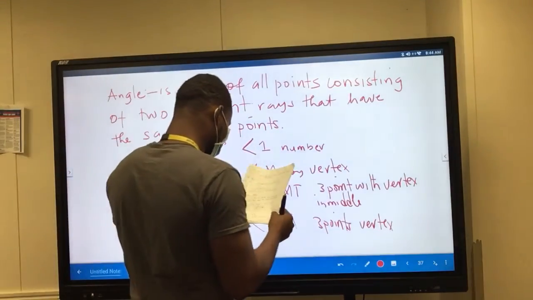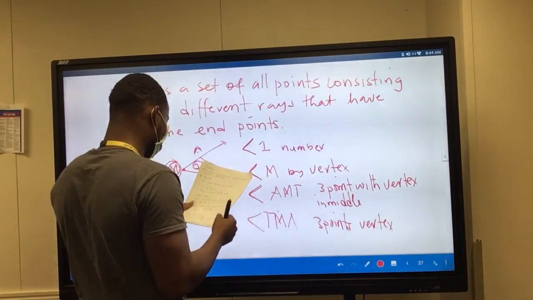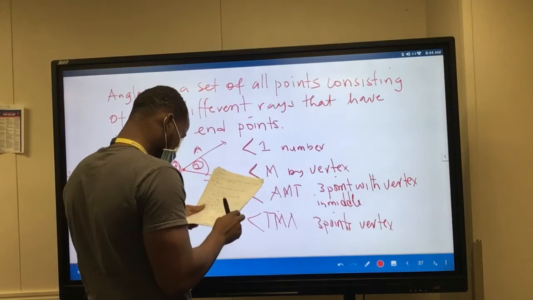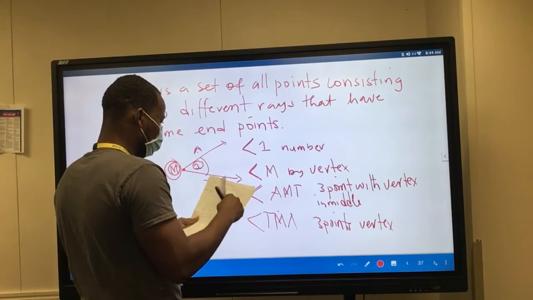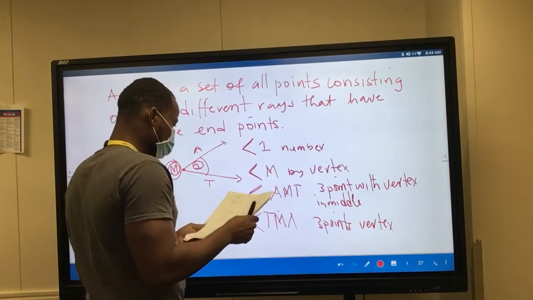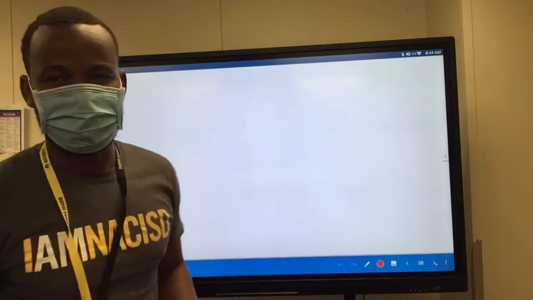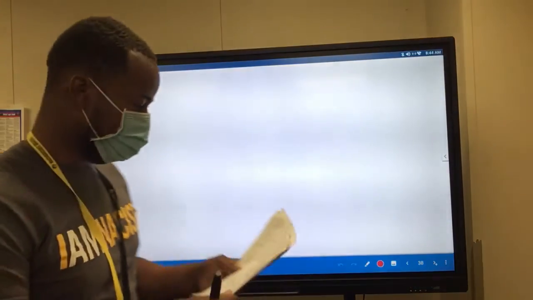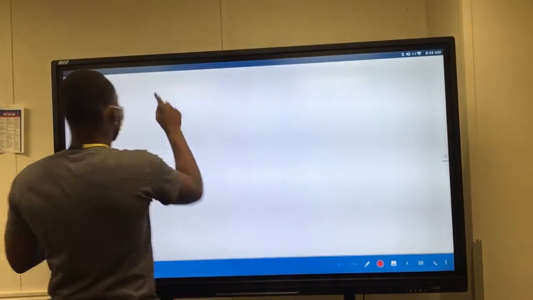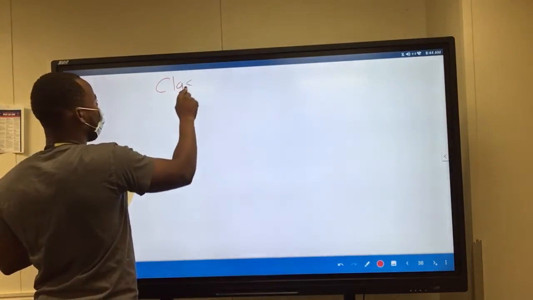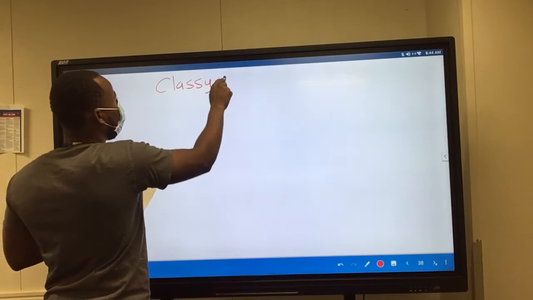Now the next thing I'm going to look at is when I want to classify angles. Classifications of angles. So, classifying angles: how do we classify angles?